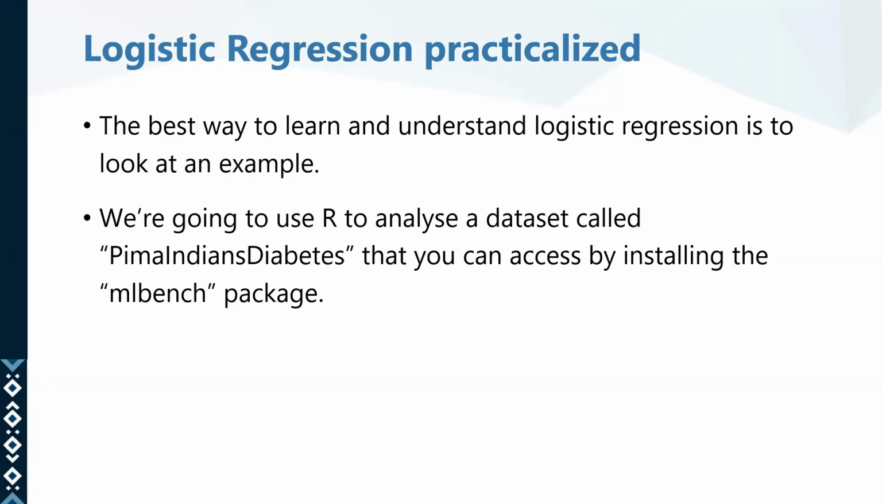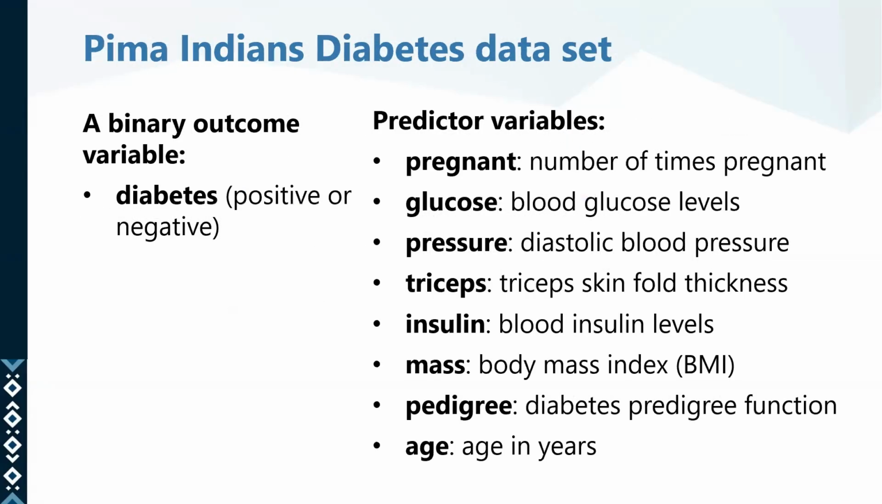So the data set is called Pima Indians diabetes, and it's basically a data set that has diabetes as a binary outcome variable. So either you're positive for diabetes or you're negative for diabetes. And then the same data set has some predictor or explanatory variables, including pregnant, the number of times someone is pregnant, your blood glucose level, your diastolic blood pressure, your triceps skin fold thickness, insulin levels in the blood, your body mass index, and then your pedigree, whether you have a history of diabetes in your family or not, and finally, age.